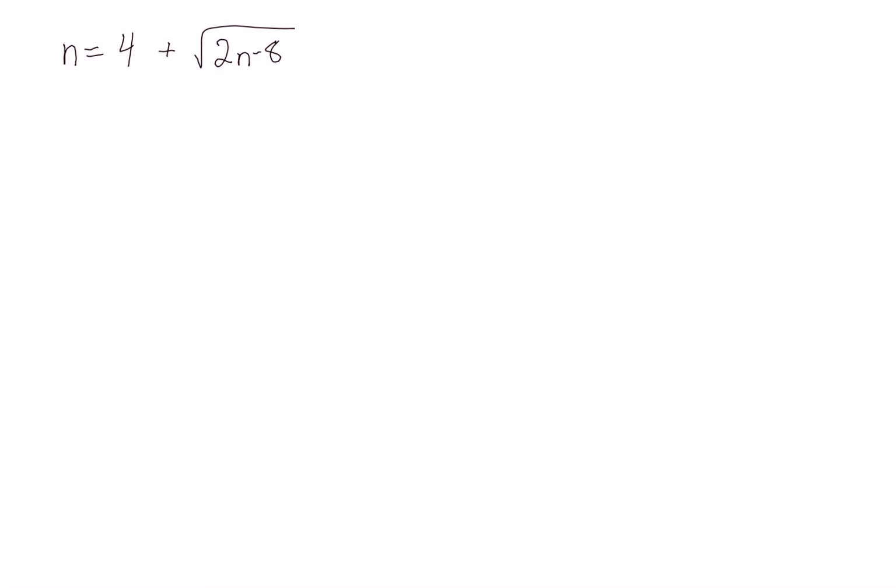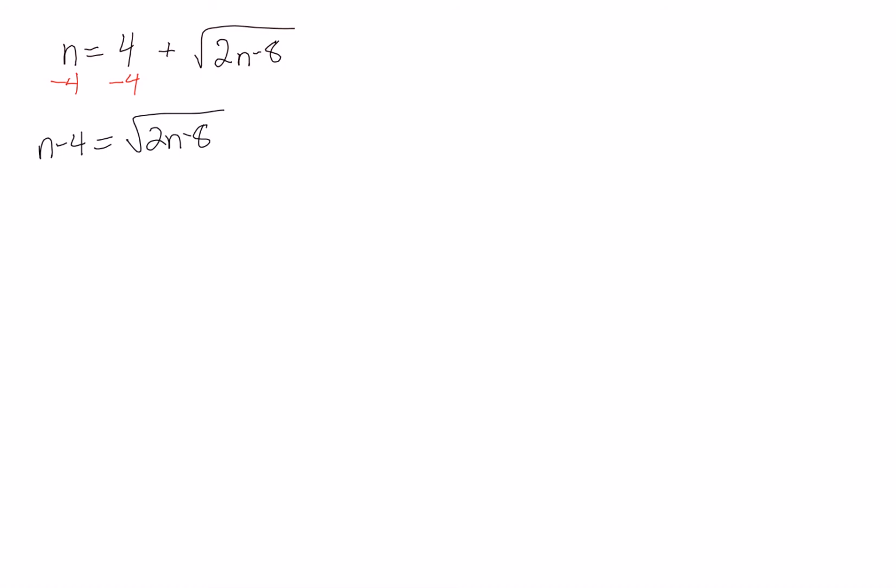It looks like the same kind of question, but the problem in this case is we end up getting a square in the equation. So when we do the same thing, we want to get rid of the 4 first, to get that square root by itself. So subtract 4 on both sides. So we'd have n minus 4 equals square root of 2n minus 8.